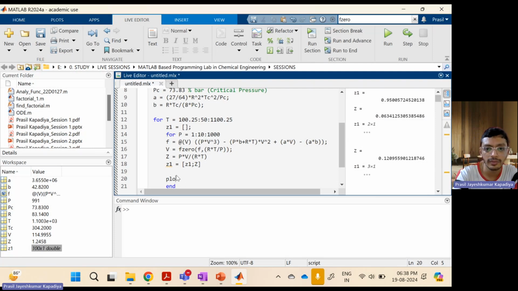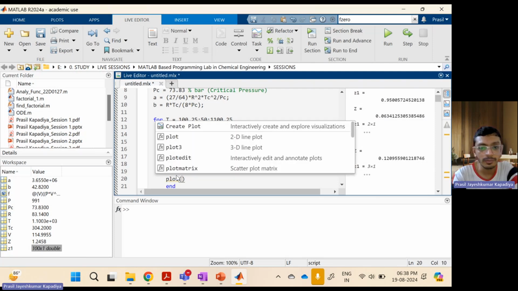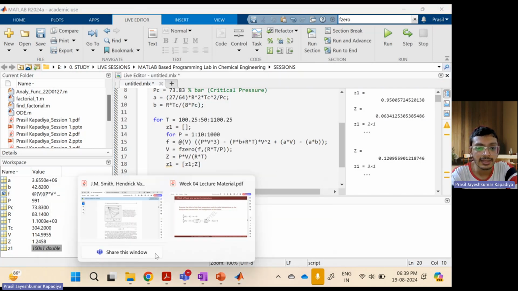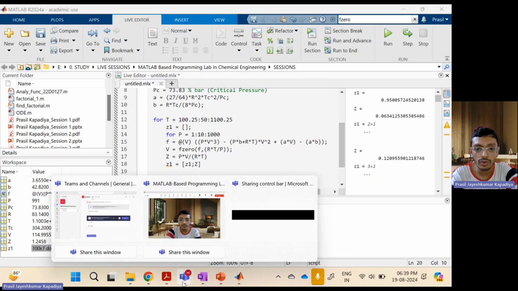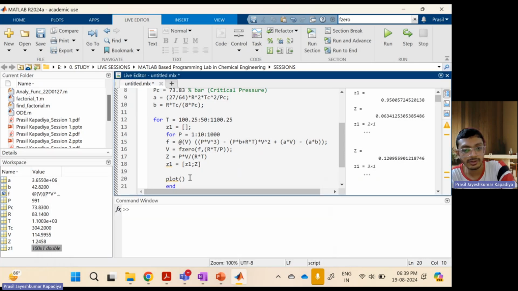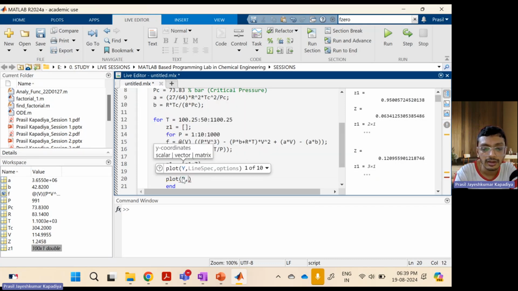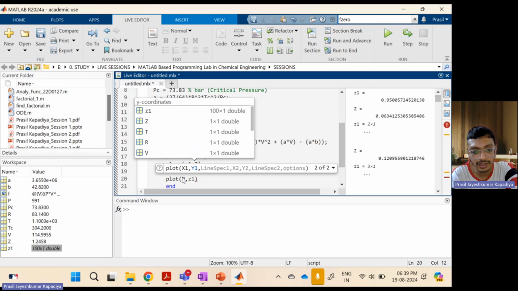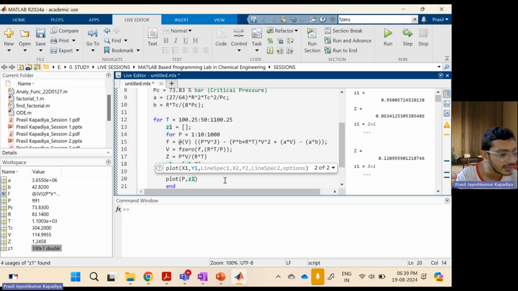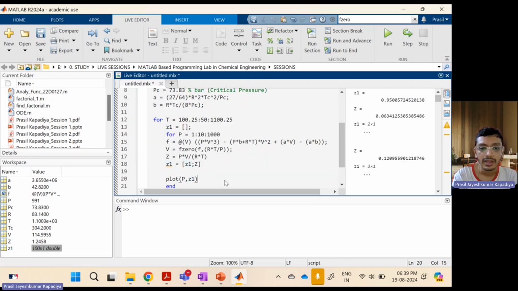So let's say plot, what is on my x-axis? On my x-axis we can take pressure, or, if you don't want to take pressure, you can also take reduced pressure, but let's do it with pressure. Pressure is on the x-axis and compressibility factor Z1 is on the y-axis. Okay, so let's just plot it for now.